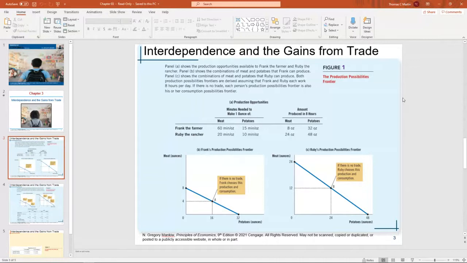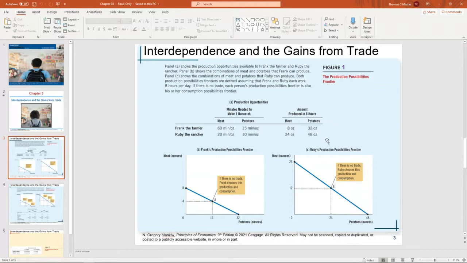And when we look at the production opportunities, we can look at Frank the farmer. In 60 minutes, he can produce an ounce of meat. In 15 minutes, he can produce an ounce of potatoes, which means he can produce 8 ounces of meat a day or 32 ounces of potatoes a day. We convert it to 8 hours. Ruby the rancher: 20 minutes for an ounce of meat, 10 minutes for an ounce of potatoes. So she can produce 24 ounces of meat and 48 ounces of potatoes.